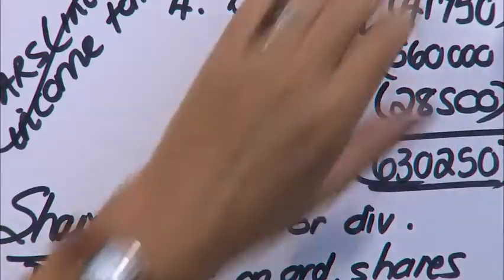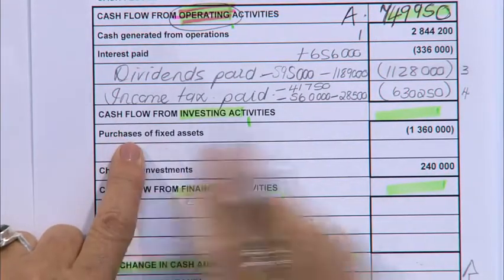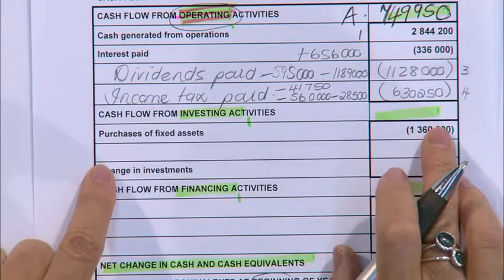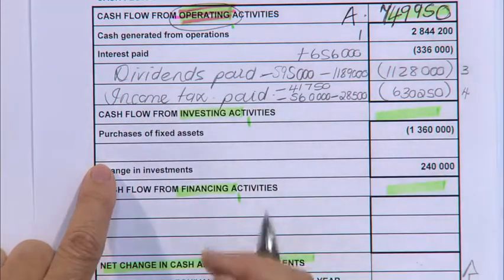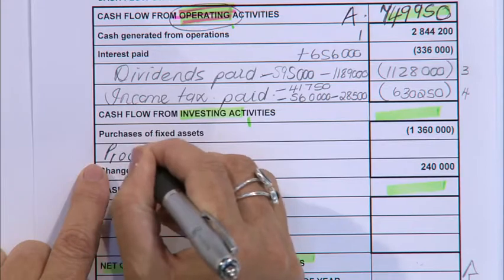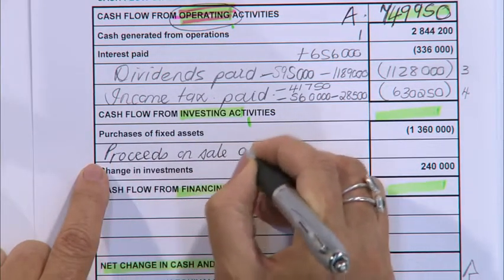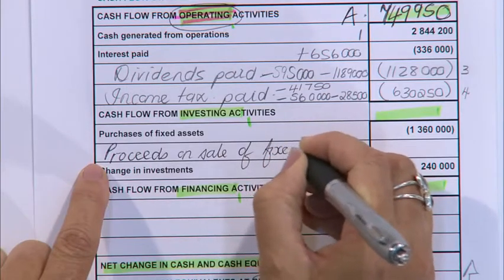I just want to remove this paper here at the back so that it doesn't bother us. Right, let's fill in our format. I've got the pen now. They've already done purchase of fixed assets for us, so we have to fast forward, of course in an exam much faster than I'm doing it, and write proceeds, you must learn your format, on sale of fixed assets.